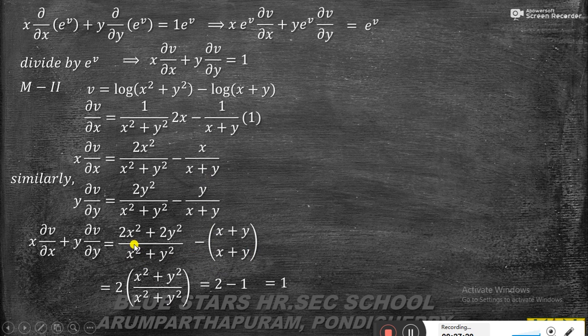In the next step, taking 2 common outside, 2 into (x square plus y square) by (x square plus y square), which is 1, so 2. And (x plus y) by (x plus y) is 1. So 2 minus 1 means 1. Therefore x into dou v by dou x plus y into dou v by dou y equals 1. This is our proof. We proved the result: x into dou v by dou x plus y into dou v by dou y equals 1.